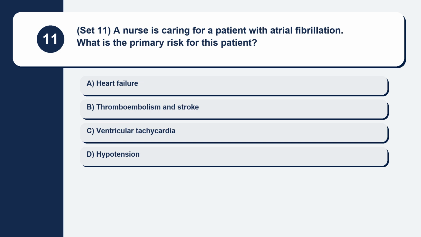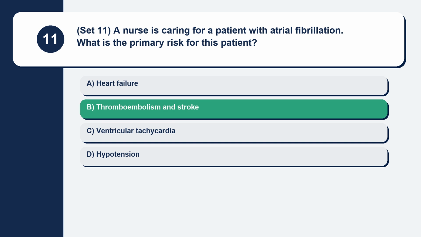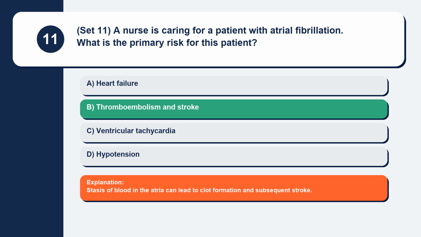Question 11, Set 11. A nurse is caring for a patient with atrial fibrillation. What is the primary risk for this patient? Heart failure, thromboembolism and stroke, ventricular tachycardia, hypotension. Stasis of blood in the atria can lead to clot formation and subsequent stroke.